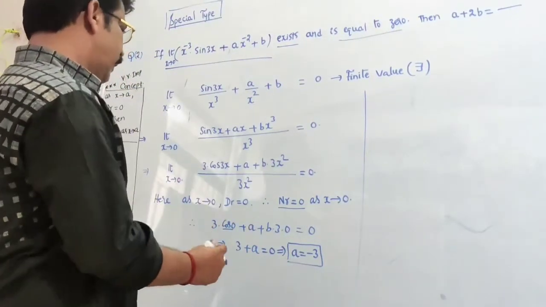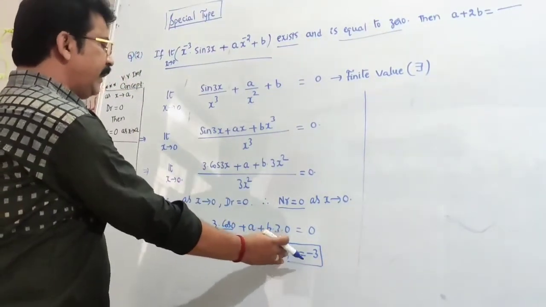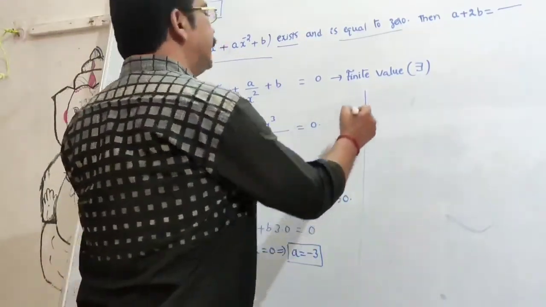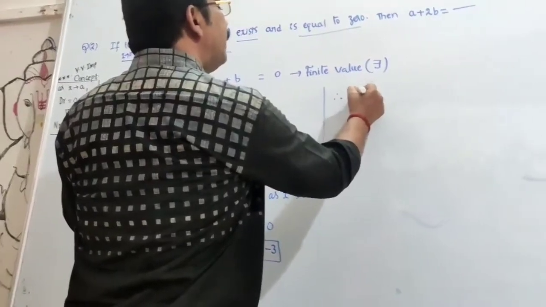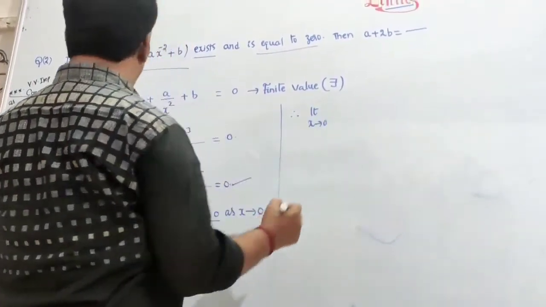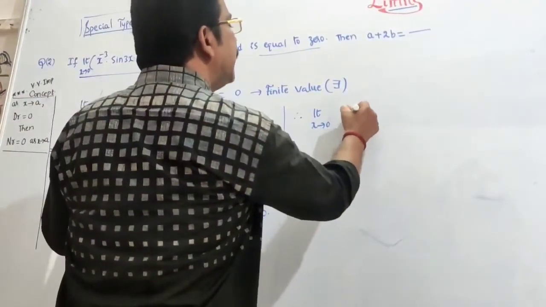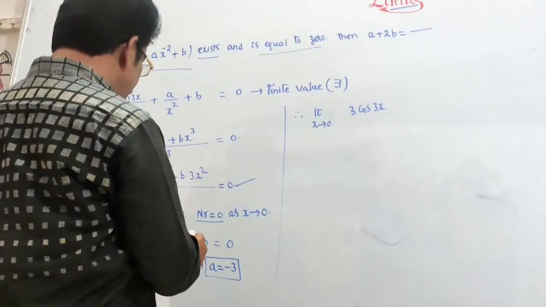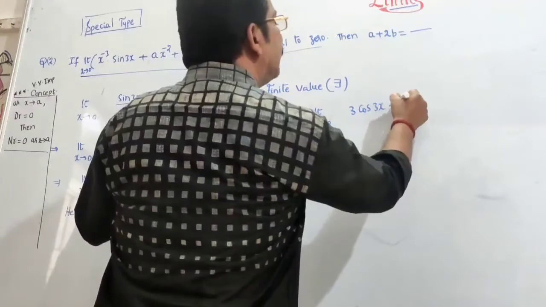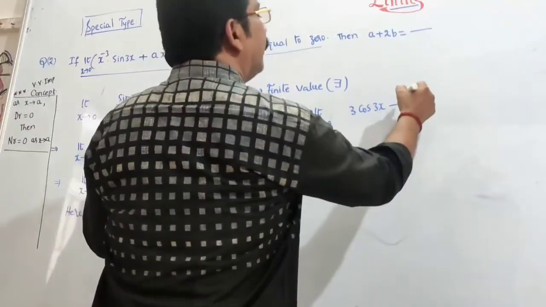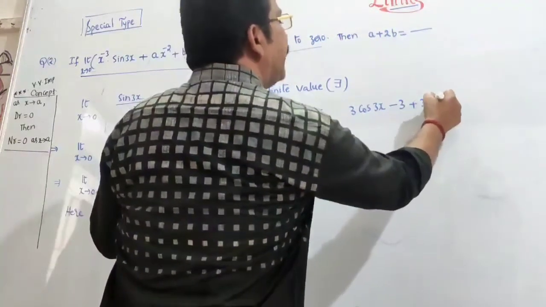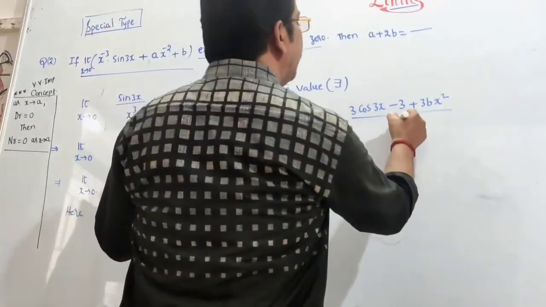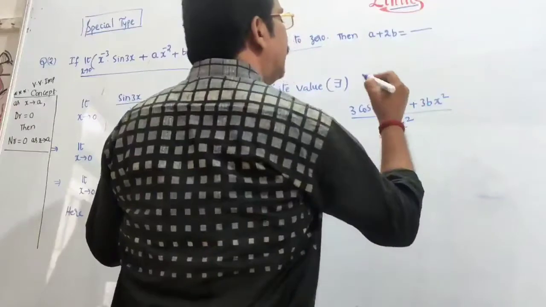Next, so therefore we can put a equal to minus 3 in this step. So therefore limit x tends to 0, 3 cos 3x, a value how much? A value minus 3. Minus 3 plus 3b x square, whole divided by 3x square.